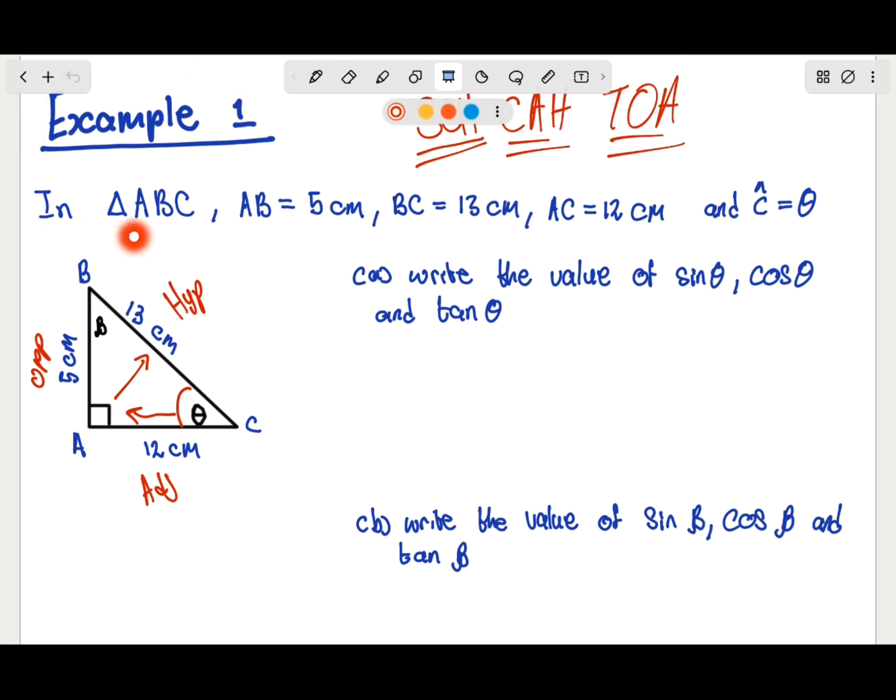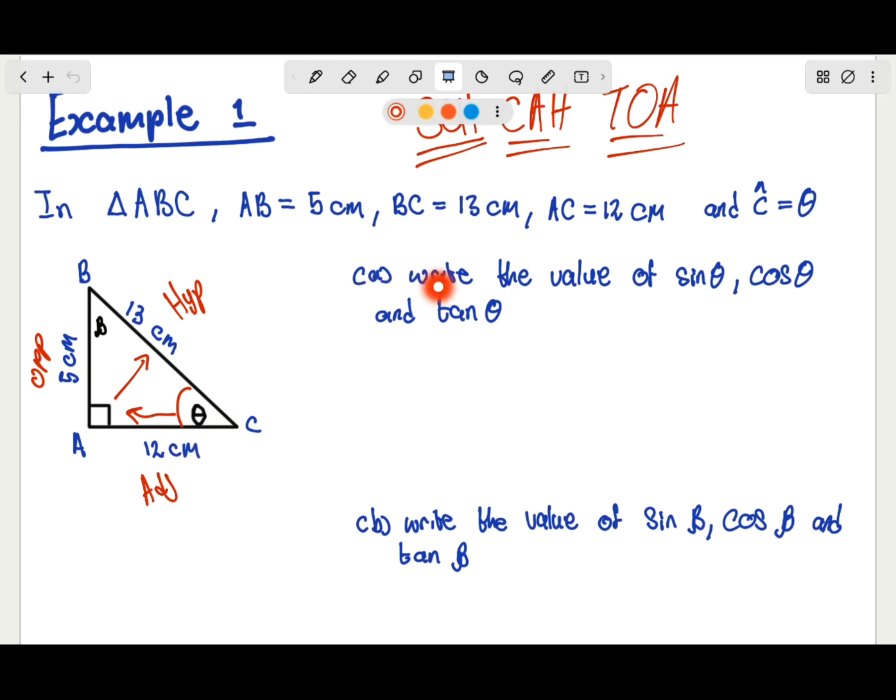It says in triangle ABC, AB is equal to 5 centimeters, BC is equal to 13 centimeters, and AC is equal to 12 centimeters, and angle C is equal to theta. But also notice that angle B is equal to beta, because we're about to solve this question too. It will be very helpful. Okay, so we have identified all of our sides in terms of our theta.